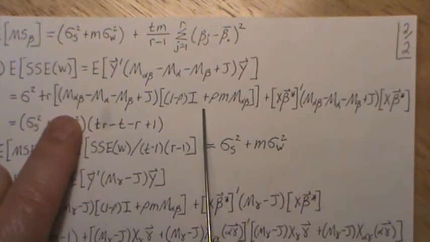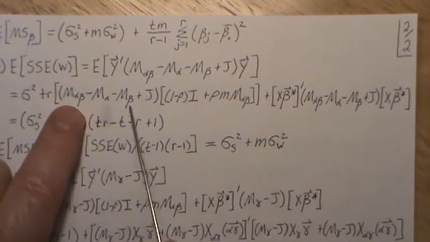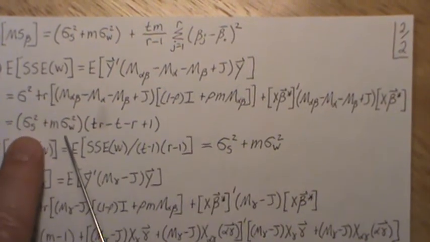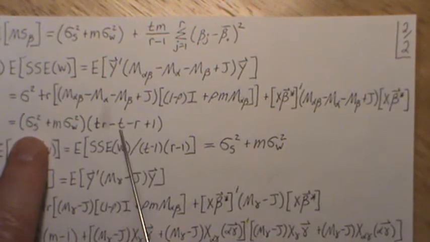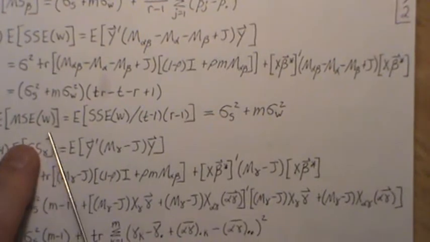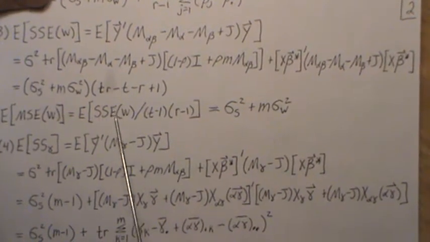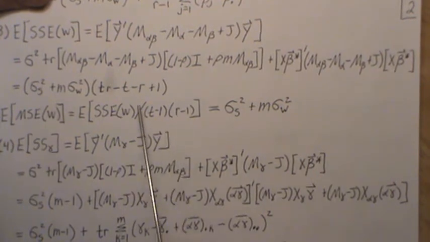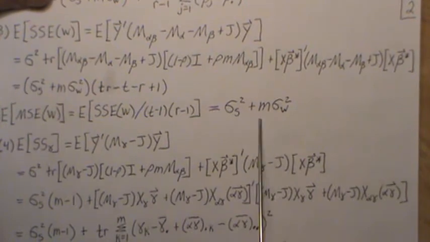So what's left over here ends up being this matrix, and then the constant comes out front. And the trace of this matrix is t times r minus t minus r plus 1. So then the expected mean squared error for whole plot is the expected value of that sum of squares divided by this here, which ends up being the degrees of freedom. So this cancels with this, and we're only left with this piece here.